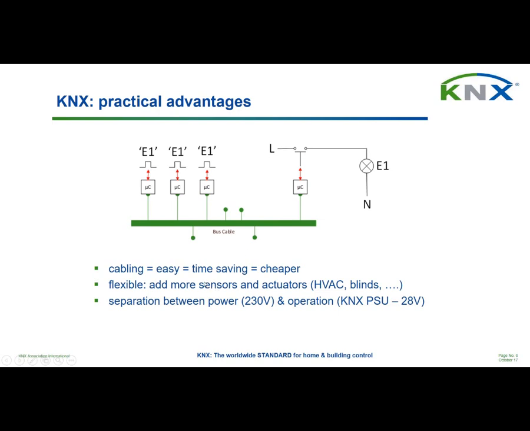So the practical advantages of KNX are clear. The cabling is really easy, therefore we save a lot of time, and this makes the cabling aspect cheaper. This also gives us enormous flexibility, so it is really easy to add more sensors and more actuators. Also, one last important practical advantage is that a KNX system has a complete separation between power, or the consumption part, and the operation part, because all these devices operate on 28 volts. And even the interfacing part, or the push buttons here in this example, are maximum 5 volt. In most cases, it's even lower, down to 3.3 volt.